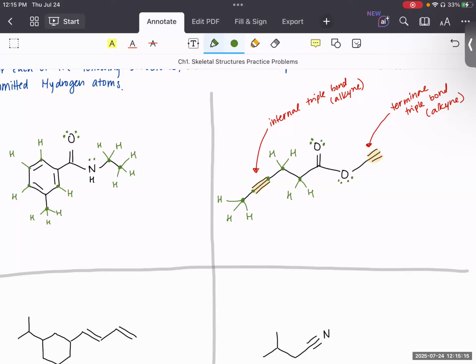And then lastly, let's take care of this terminal alkyne. So here, this carbon all the way to the right currently only has 3 bonds. So we're going to extend this out and draw in a hydrogen here. And then this one right next to it that I just drew an arrow to does not need any hydrogens because it already has 4 bonds total. And so this should be our final structure here.